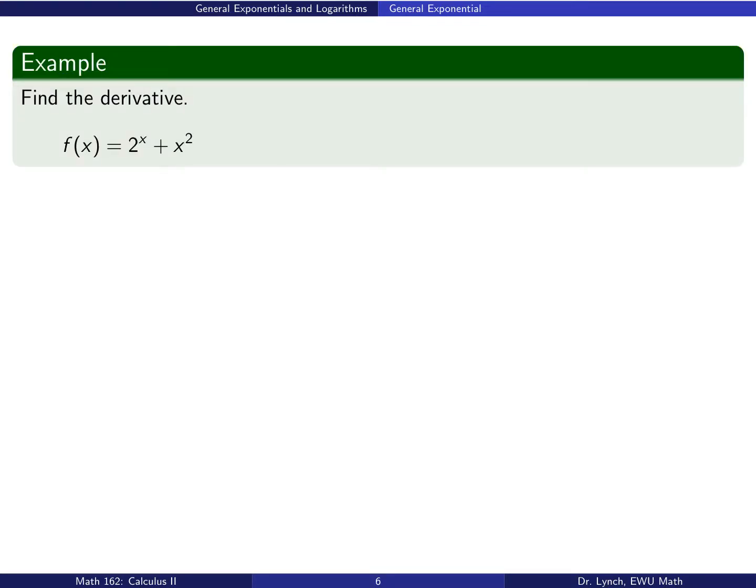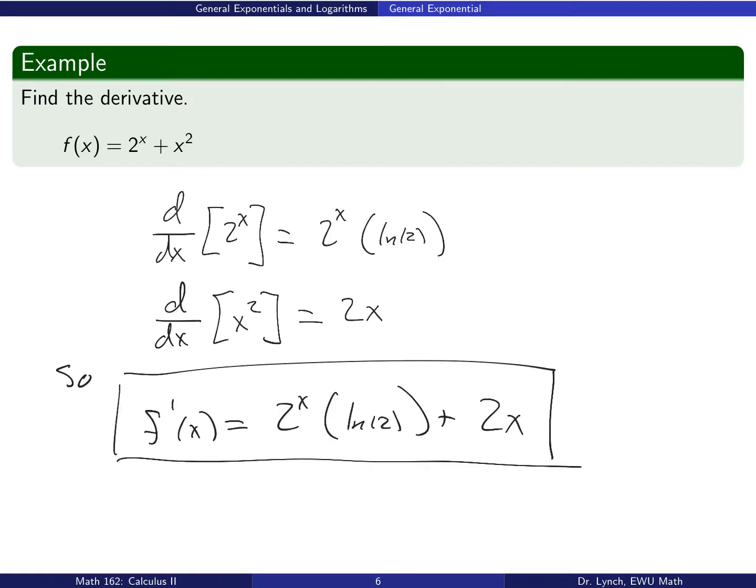Okay, let's go ahead and find the derivative of this function, 2 to the x plus x squared. Now, when you look at this, the new player in town is the 2 to the x, and we know how to differentiate x squared. So the derivative is quickly written as 2 to the x ln 2 plus 2x, and this is our first experience with the difference between exponential functions and power functions. In this case, the exponential function is 2 to the x. The power function is x squared.